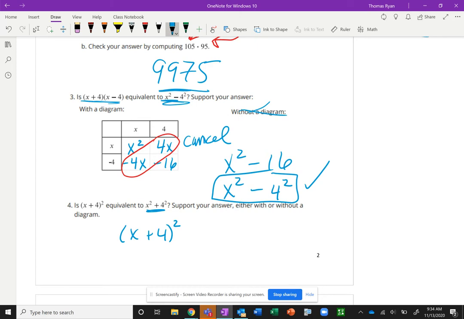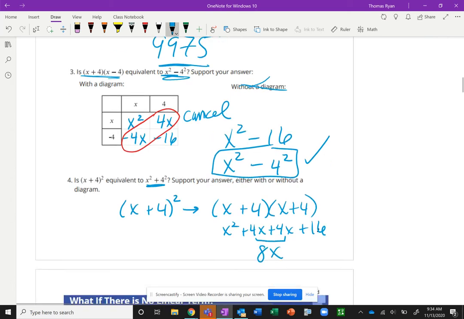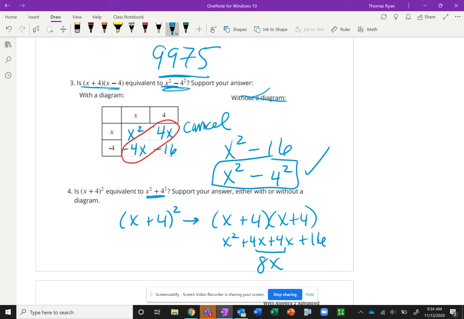So x plus 4, the binomial squared, means x plus 4 times itself, x plus 4. So if we were to do our FOILing, we'd get x squared plus 4x plus another 4x plus 16. And in this case, we are going to have a middle term. It's going to be 8x. So it's not enough just to say you take the first term and you square it and the second term and you square it, because this is going to be x squared plus 8x plus 16. And there will be that b term there.